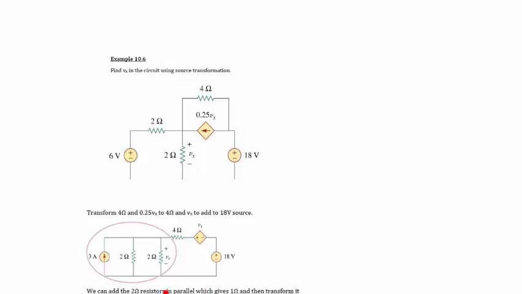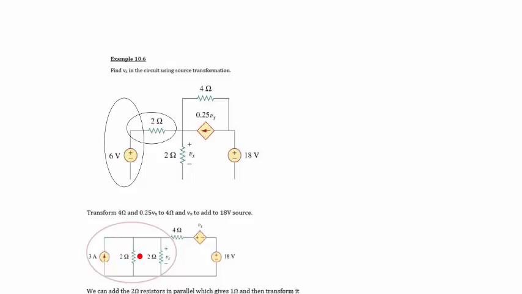Okay, so first of all, you can see that this is in series with the supply. This is a voltage source, so you can change this into a current source in parallel with the resistor. That is what is being done here. So you get 3 amps as your current, and a 2 ohm resistor is in parallel with it.